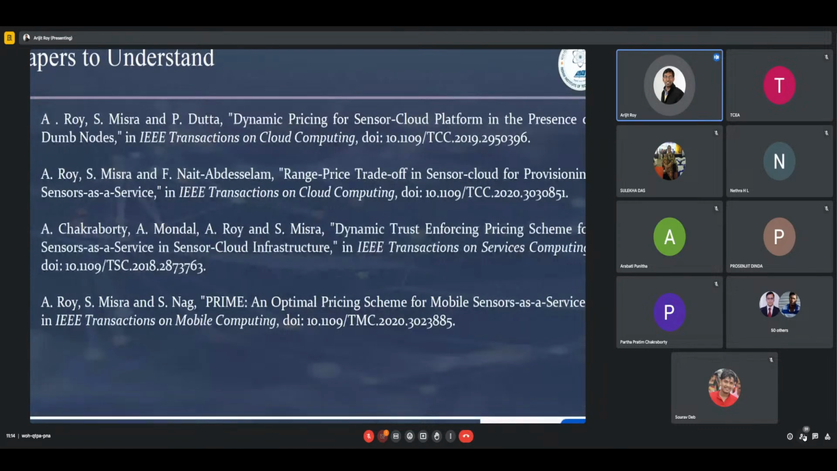So many papers you can also find on pricing. Many directions are there for considering pricing. You can explore this work.